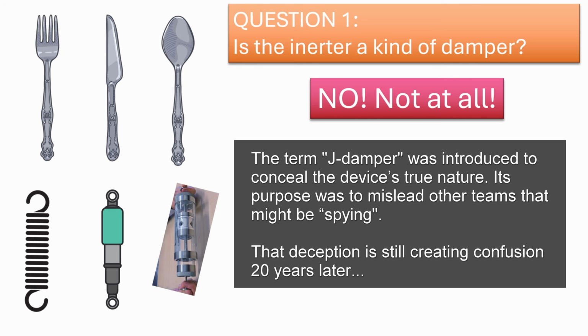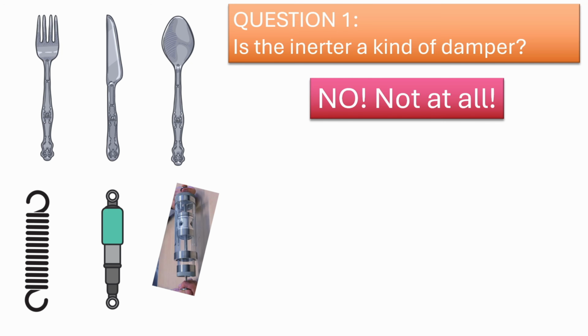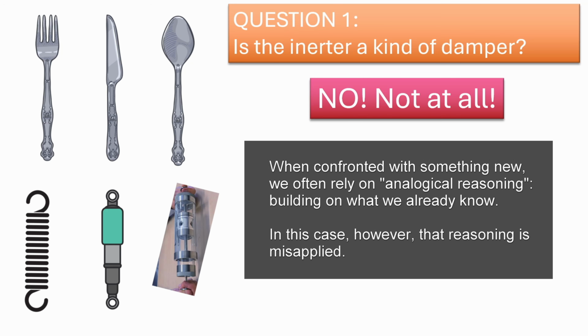Why do so many people think that an Inerter is like a damper? First of all is because originally McLaren called the Inerter J-damper. They did that to confuse people, to hide the real device. But this confusion persists. People still think of the Inerter as a kind of damper. The other reason is because whenever we are introduced with something new, we always try to understand that new thing by making analogies with what we know already. And so when someone comes with the Inerter, we think, okay, maybe it's like a damper.